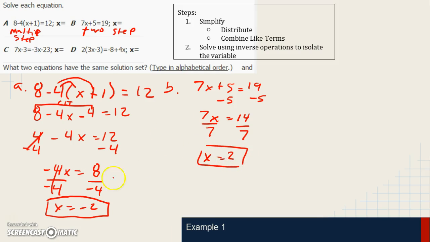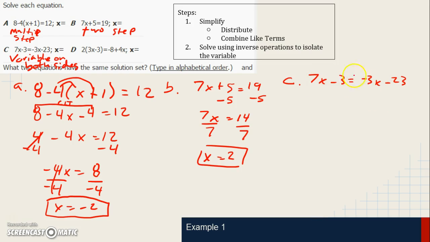So if you look at A and B right now, they look very similar, except A equals a -2 and B equals a +2. So they're not exactly the same solution. Now we have C. 7x minus 3 equals -3x minus 23. And this type of equation is called a variable on both sides.